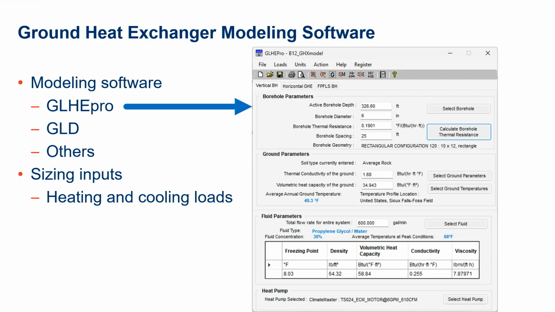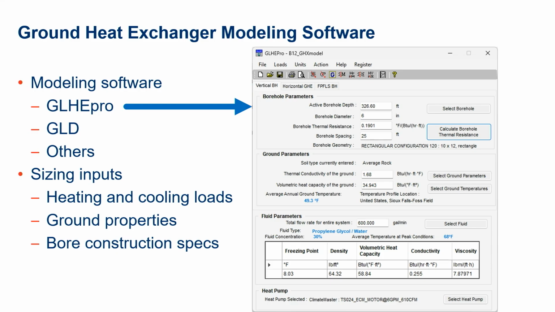First is the heating and cooling loads for the building. Second, we need the thermal conductivity value for the earth. At the start of a project, we'll have to guess at this value, and later we can refine the model with a thermal conductivity test. Third, we need the borehole material specs, things like pipe diameter, grout properties, and fluid type. Last, we need some specs for the heat pumps, things like their efficiency curves and temperature limits.